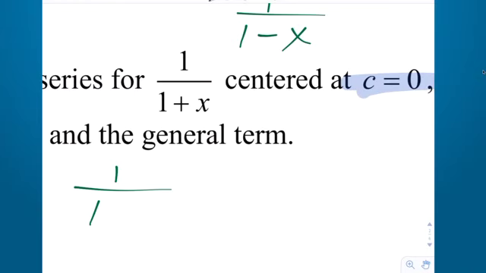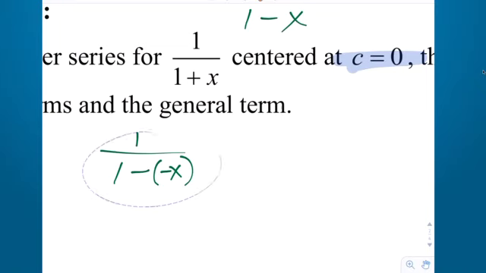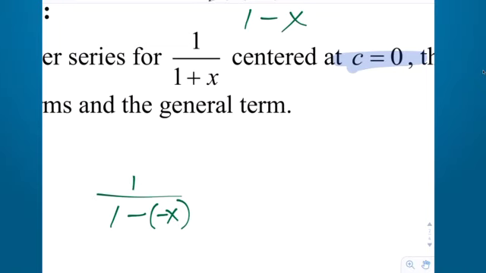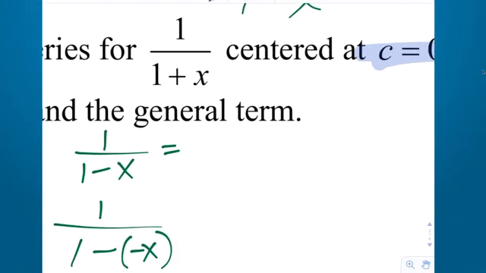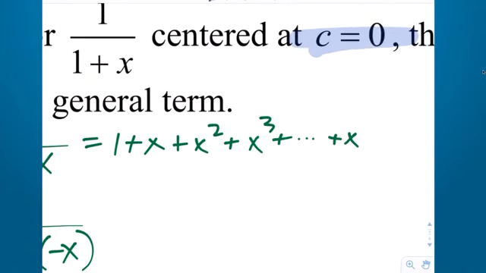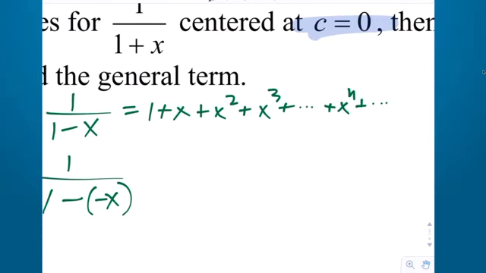Yeah, just call 1 plus x, just call it minus negative x. Would that be the same? Sure would, right? Because what is minus a negative? It's really plus. So if you want to come up here and start with your given geometric series, 1 over 1 minus x, it's 1 plus x plus x squared plus x cubed plus dot, dot, dot, plus x to the n plus dot, dot, dot.